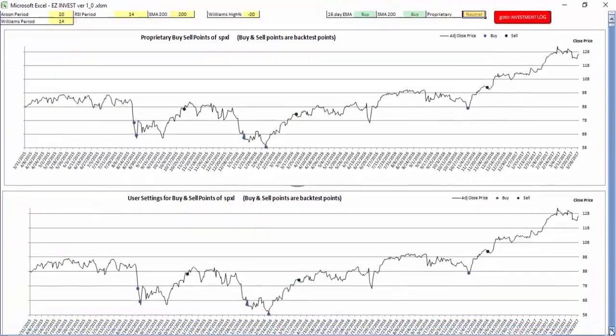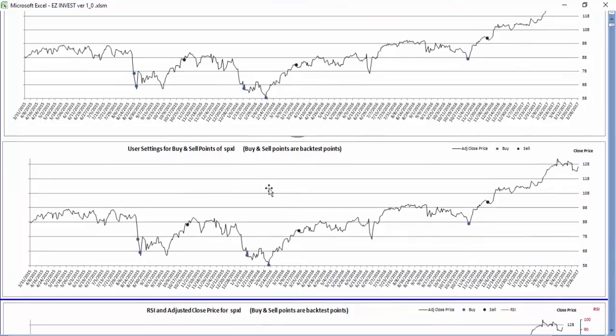Now, user configuration, if you had a user configuration and you were setting all those points using different indicators, this would match. Since the user settings are currently matched to proprietary underneath, because we don't have proprietary clicked, these two charts will match.